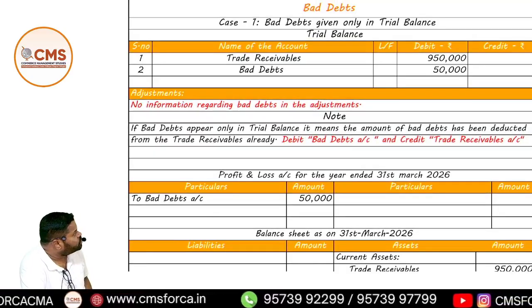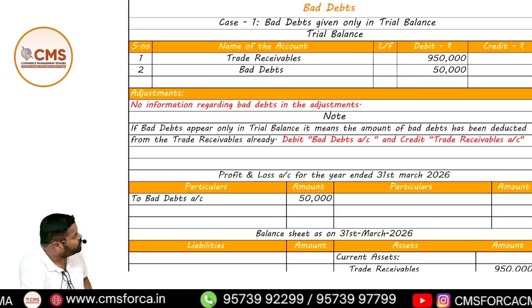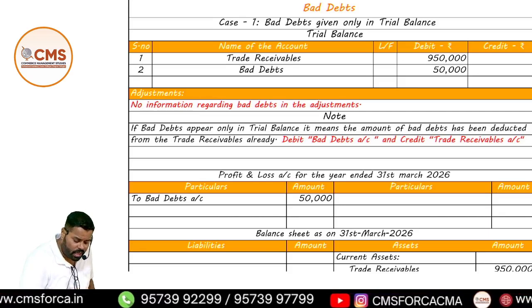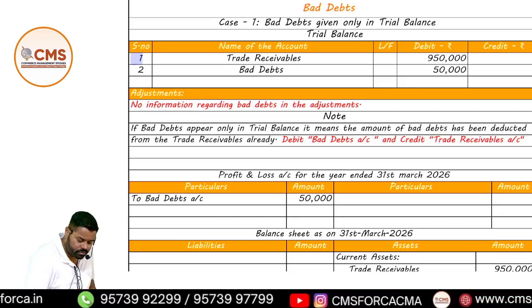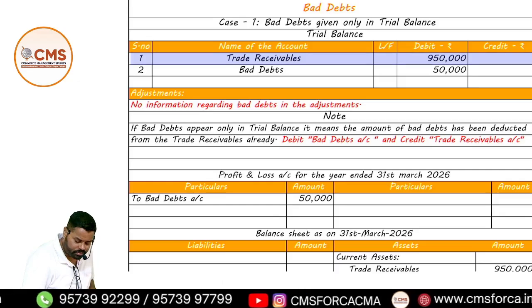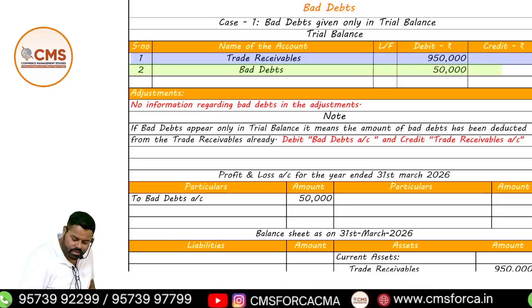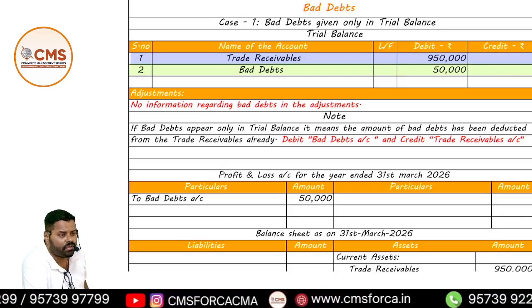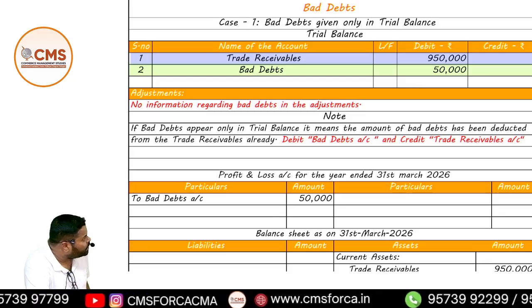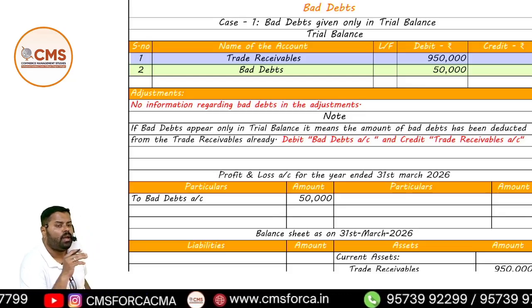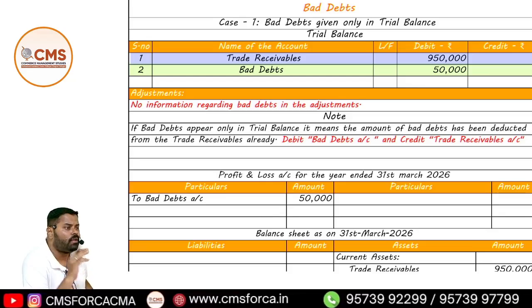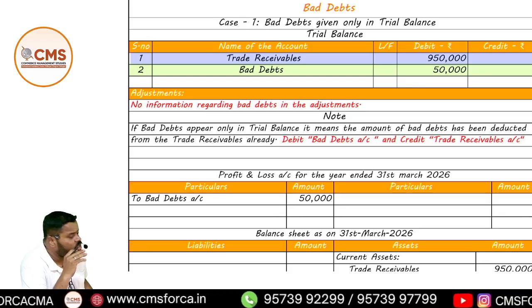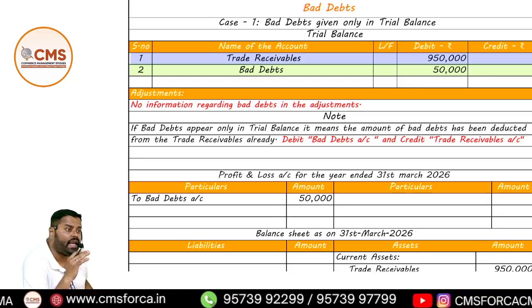Now what do you see? Case 1, bad debts given only in the trial balance. What are the accounts that you see in your trial balance here? Trade receivables and bad debts. What is the trade receivables value? 9,50,000, and bad debts are 50,000, which means that before the preparation of the trial balance, he sold a total of 10 lakhs on credit.